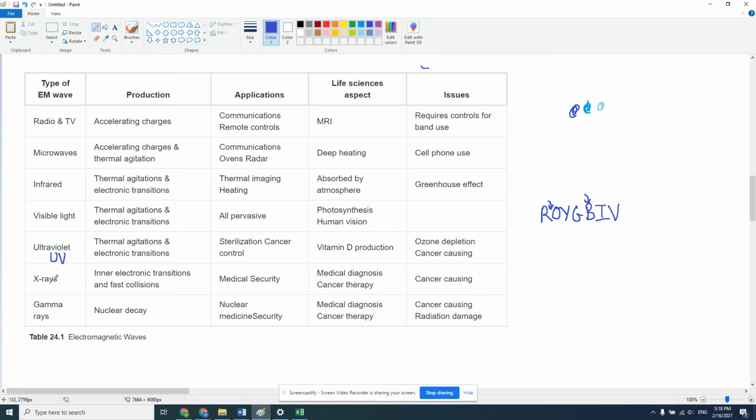Our last two in the spectrum are X-rays and gamma rays. X-rays are the highest level of light that comes from electrons. Obviously, some things that emit X-rays are an X-ray machine, and probably the number one use you've been thinking of is taking an X-ray for medical diagnosis. The issue with X-rays is that they can cause cancer over time.